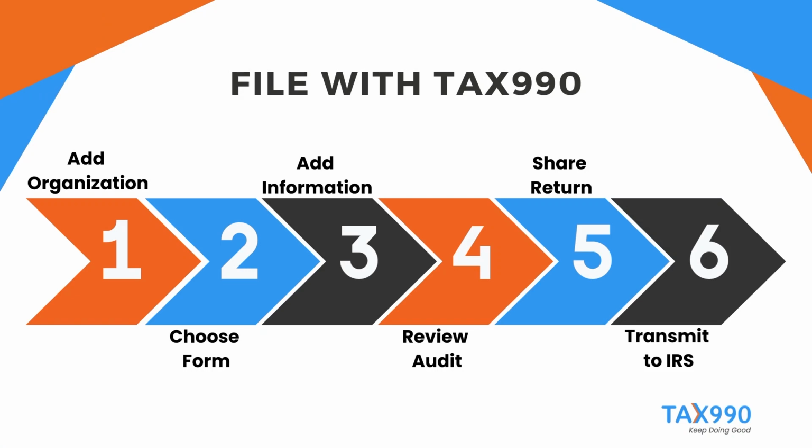Filing your return with Tax 990 can be done in just a few simple steps. Once you've created your account and added your organization, you'll choose the form you need to file. Using one of our 2 available filing format options, you'll add the necessary information to the return. Once you complete the return, Tax 990 will confirm the form and information provided has met all of the IRS form instructions using our internal audit. When you've cleared your audit errors, you'll have the option to share the return as necessary. And the final step will be transmitting the form to the IRS.